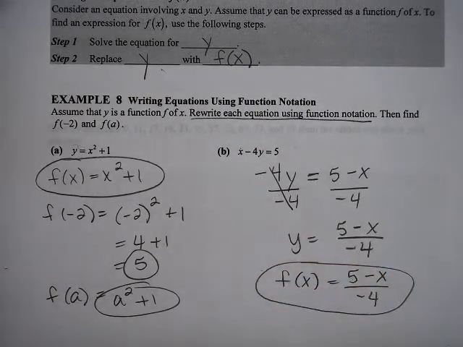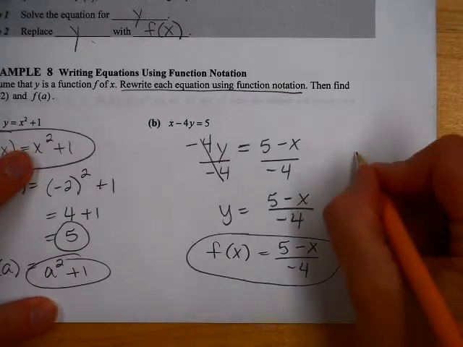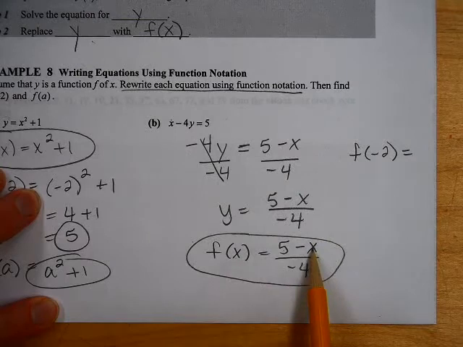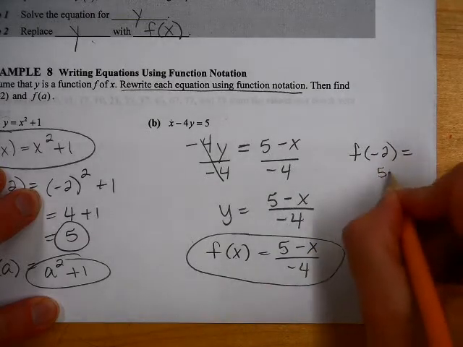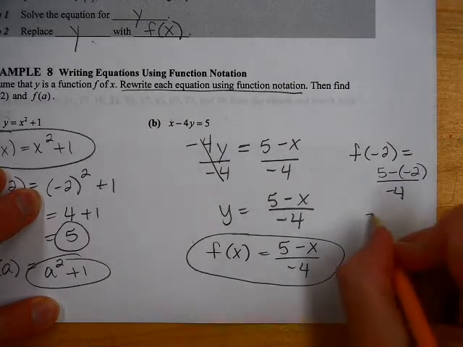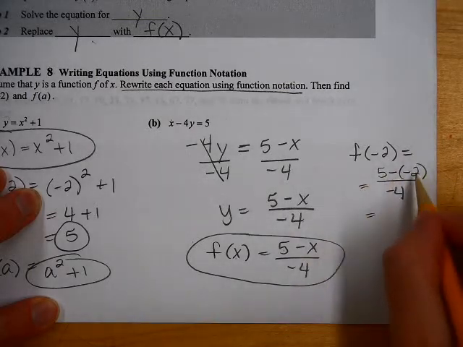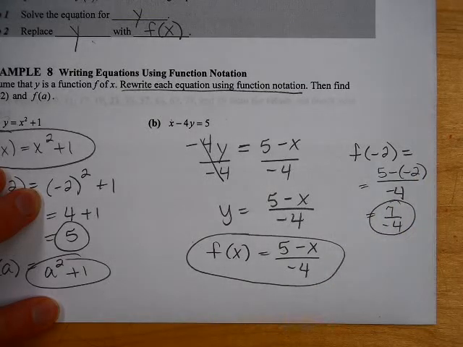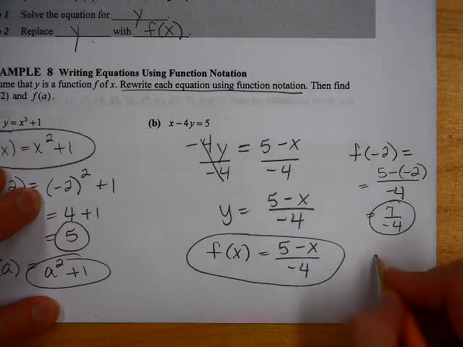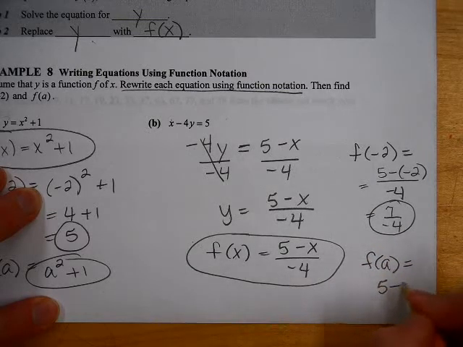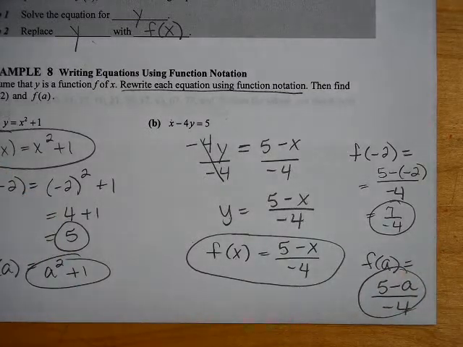So there's the first part. Now they want us to find f of -2. That means put -2 where I see an x. So 5 minus a -2 over -4. 5 plus 2 is 7 over -4. Then they want us to find f of a. All they're doing is replacing x with a. So 5 minus a over -4.